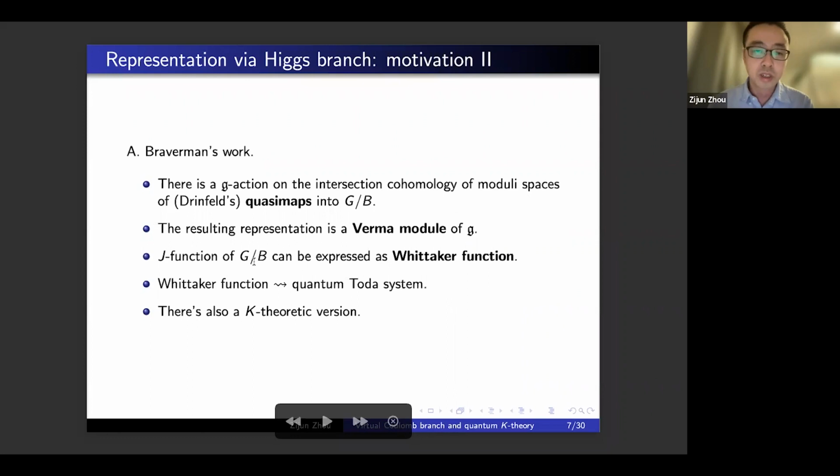Moreover, Braverman used this Whittaker function construction to prove that the J function of G mod B satisfies the quantum Toda system. This is quite a surprising result in enumerative geometry. It's great that from this geometric representation theory, one can obtain some enumerative geometry results. And yeah, there is also a K-theoretic version.